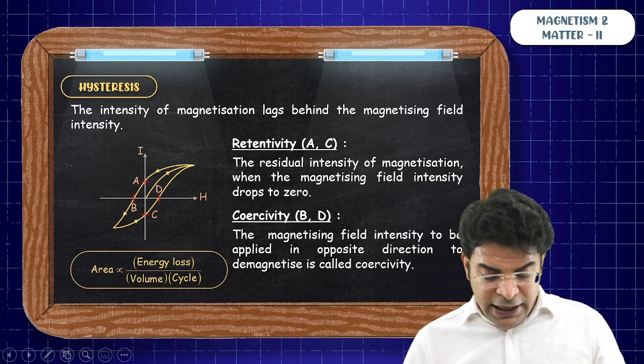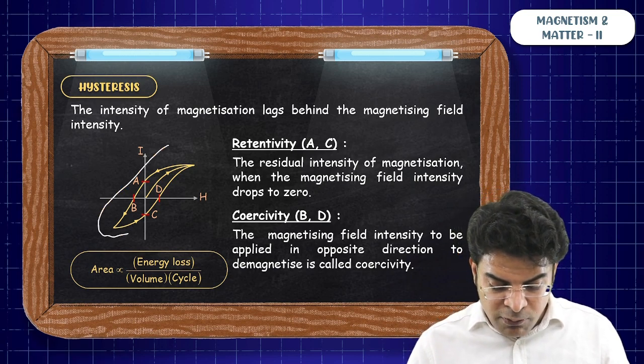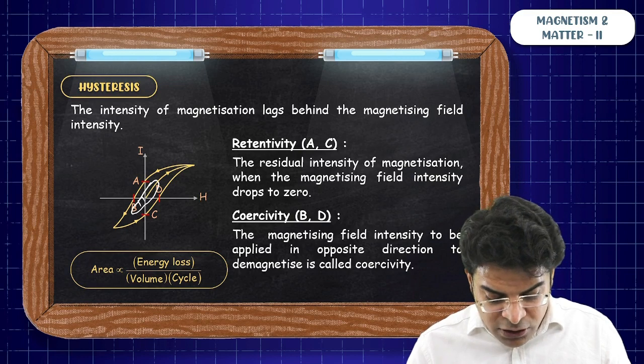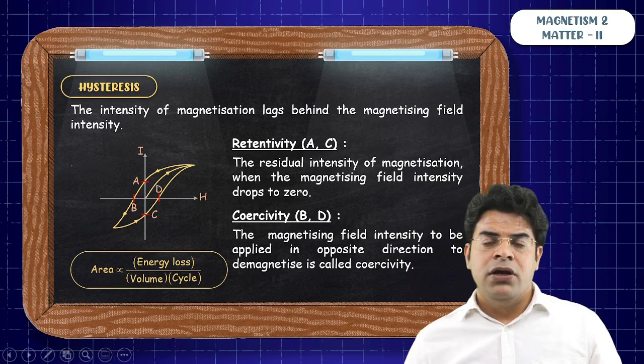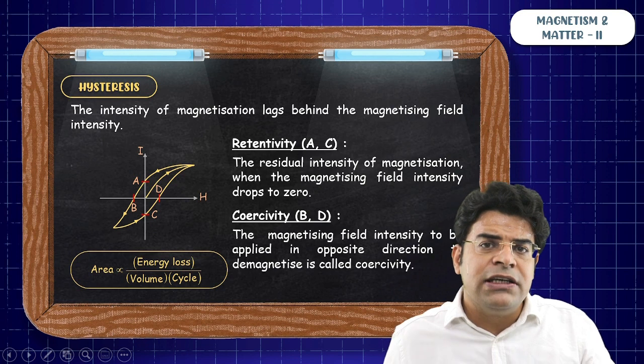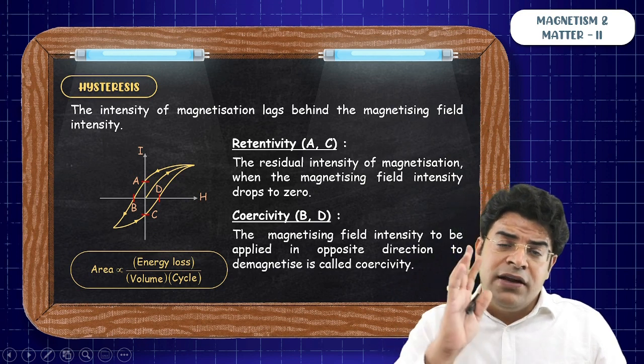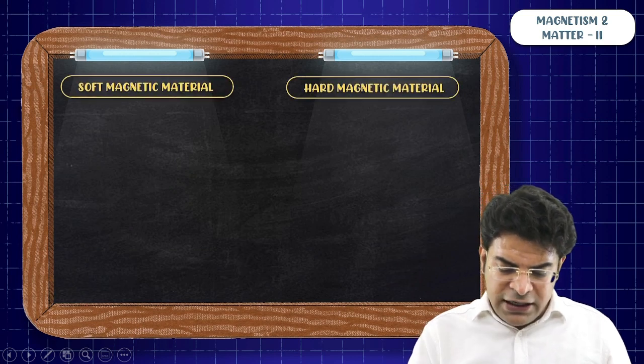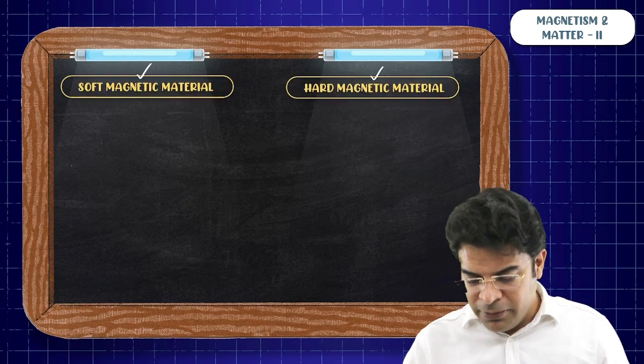So greater the area of the hysteresis loop, more is the energy loss; less is the area of the hysteresis loop, less is the energy loss. So the last thing left out here to discuss in this hour is the difference between hard magnetic material and soft magnetic material. So let's do it. Let's talk about soft magnetic material and hard magnetic material.